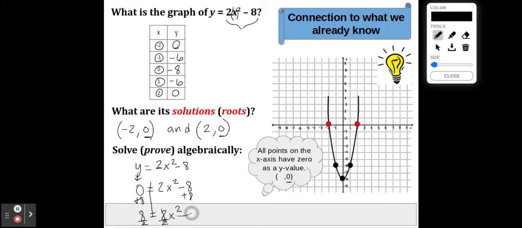Okay, I'm going to move it over here. So we would get 4 equals x squared, and I want to just figure out the value of x. So I'd have to take the square root, because that is the opposite of squaring a number, and I have to take the square root on the other side. Now, square root of 4.